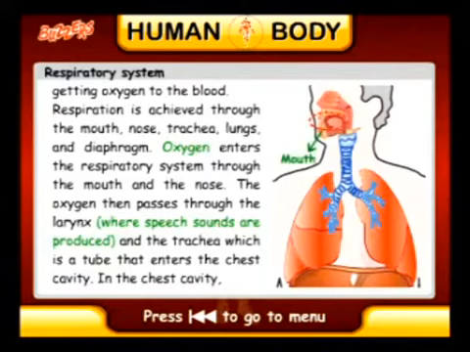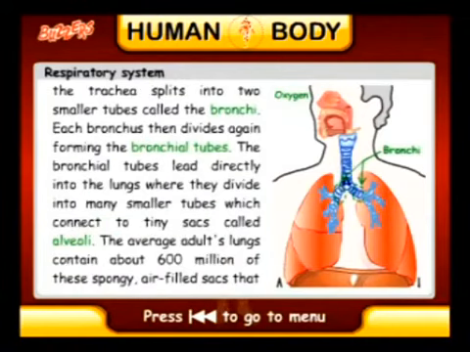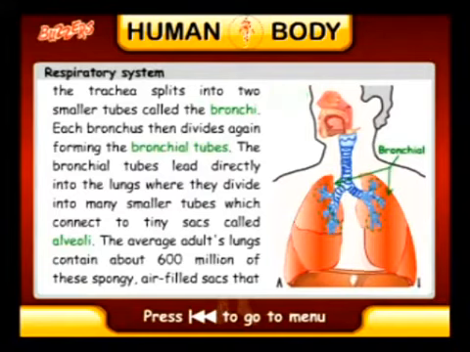Respiration is achieved through the mouth, nose, trachea, lungs and diaphragm. Oxygen enters the respiratory system through the mouth and the nose. The oxygen then passes through the larynx, where speech sounds are produced, and the trachea, which is a tube that enters the chest cavity. In the chest cavity, the trachea splits into two smaller tubes called the bronchi. Each bronchus then divides again, forming the bronchial tubes.